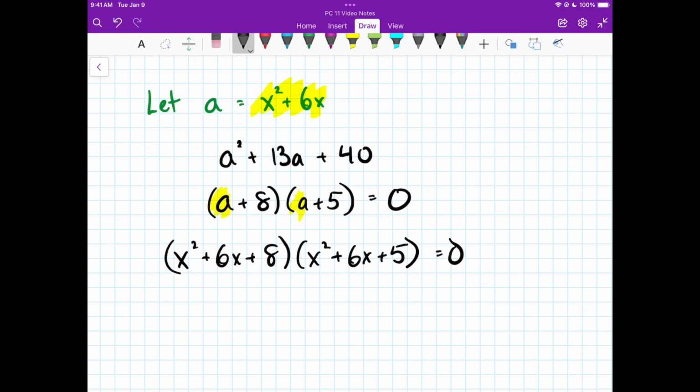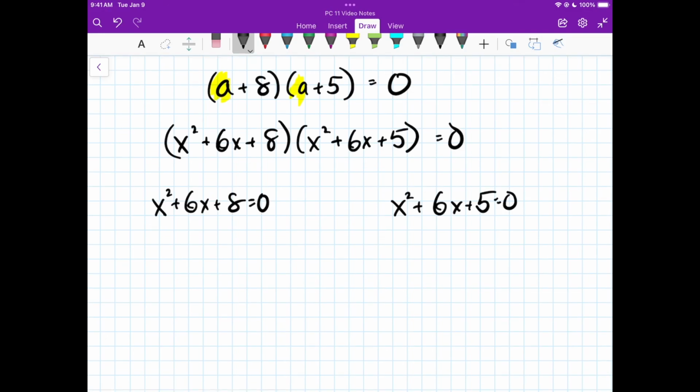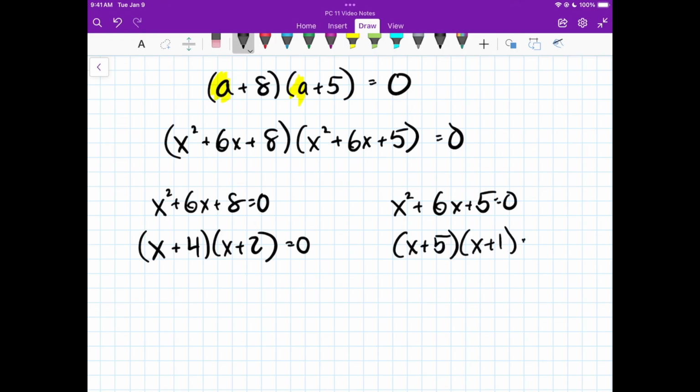And so now we want to solve these. So we basically can split these into two separate equations. So we've got x squared plus 6x plus 8 equals 0, and x squared plus 6x plus 5 equals 0. But these are quadratic, and so we've got to go through the whole process again by factoring these two things now. Thankfully, they're pretty easy to factor. So the first one is going to factor to x plus 4 times x plus 2. The second one is going to factor to x plus 5 times x plus 1.